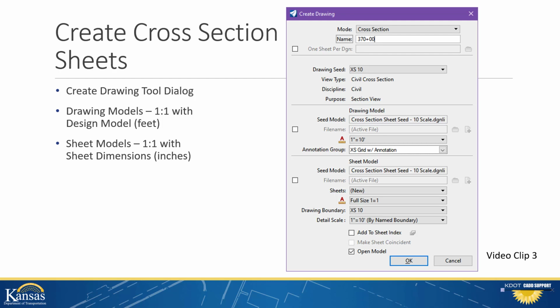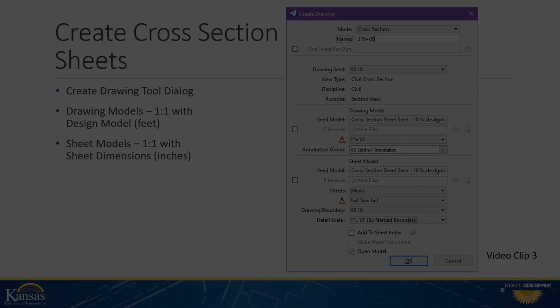To create the sheets, the drawing model is referenced to the sheet model using the detail annotation scale of the drawing model. In other words, it is scaled down to fit on the sheet at the proper scale. Let's take a look at the Create Drawing tool for generating sheet models.